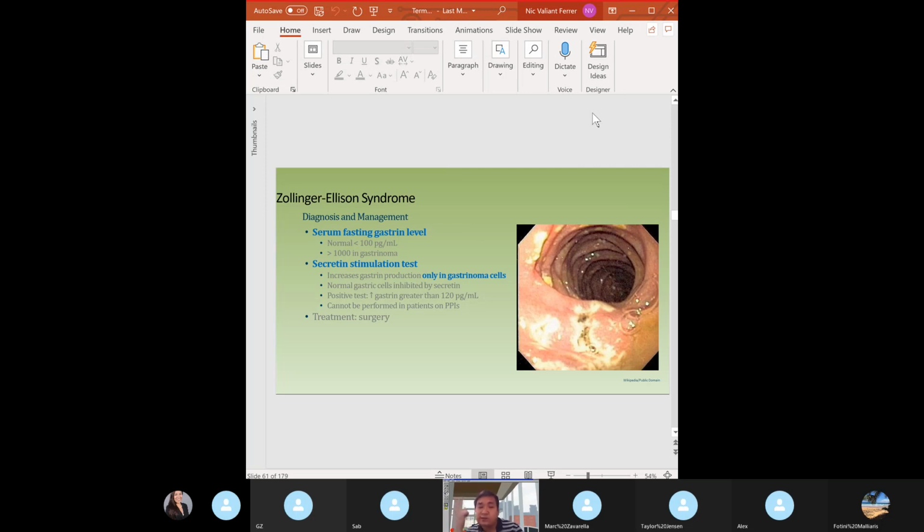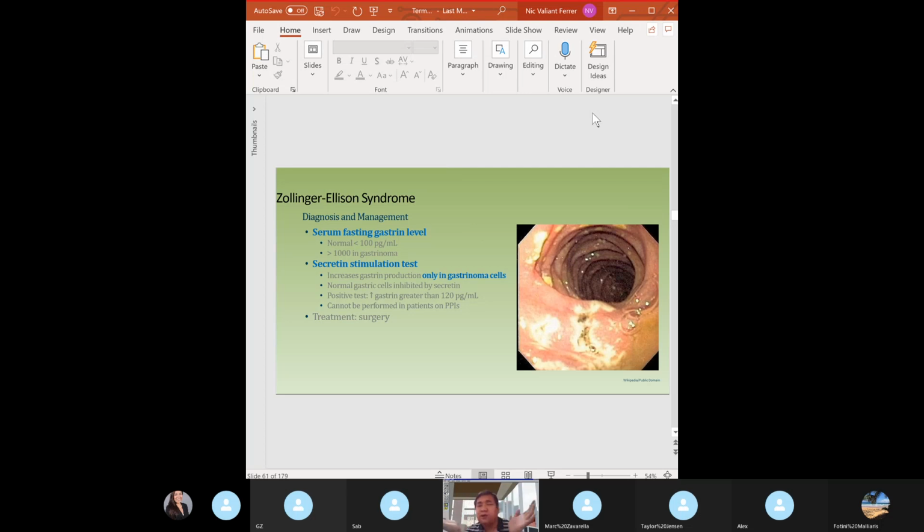So first you can do serum fasting gastrin level. If it's more than 1,000, then it is gastrinoma. However, the most commonly used test is secretin stimulation test. I think that's a high yield one. Secretin stimulation test increases gastrin production only in gastrinoma cells. So it's much more specific, right? The normal cells are inhibited by secretin. So if you have a positive test, you have an increase in gastrin greater than 120, okay?